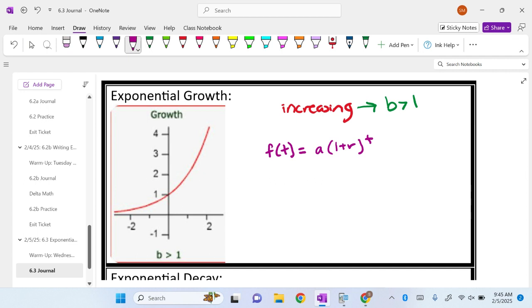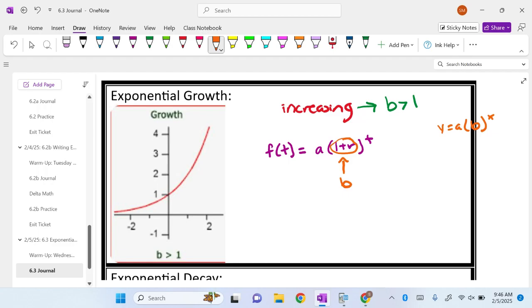Even though it does not flat out state b in that formula, we do have a b value. Where do you think my b value is in that formula? Not just the r, the 1 plus r. So notice how this is a placeholder for the b in our original, y equals a times b raised to the x power. The 1 plus r is the placeholder for the b value. So this 1 plus r has to be your b value.